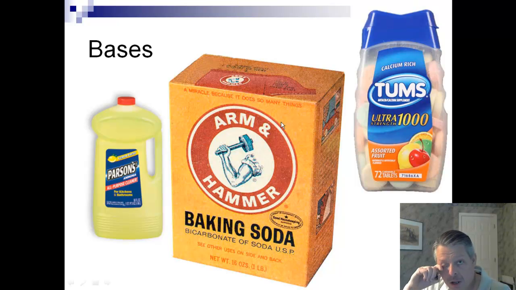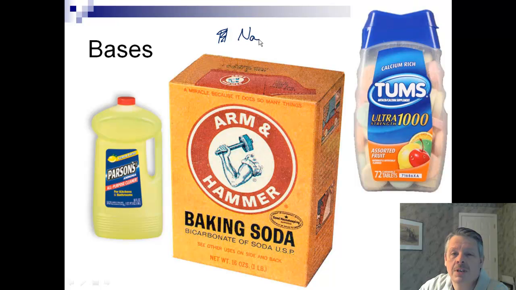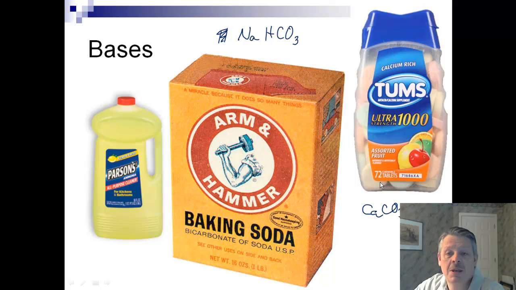All right, so we have some other bases, things like ammonia, baking soda. Baking soda is NaHCO3. We have Tums, which is calcium carbonate, CaCO3. All right, so you don't see OHs here, but they still act as bases. I'll go into that a little bit more in the next podcast.